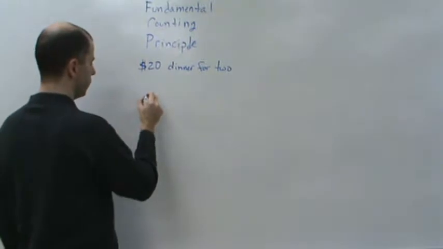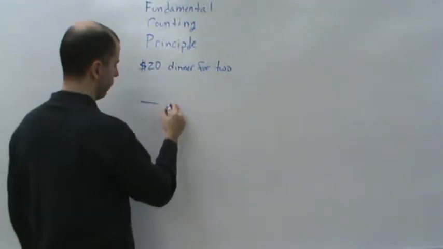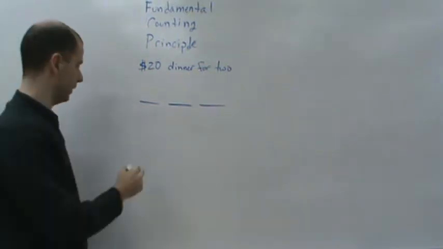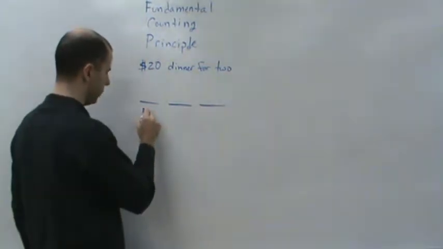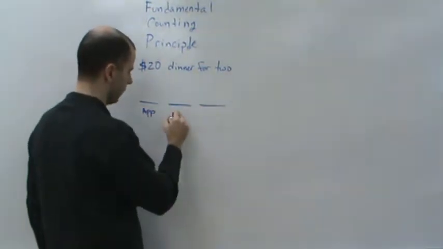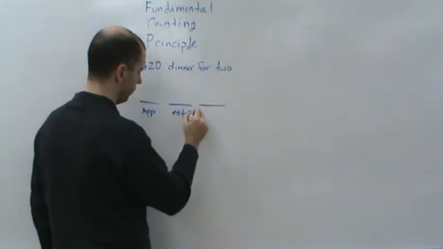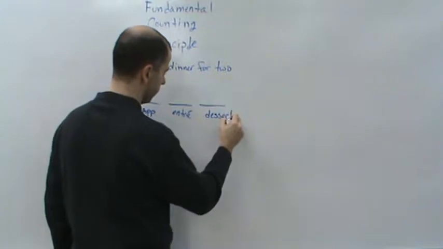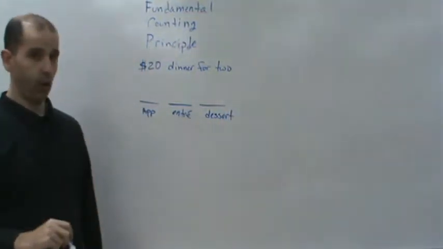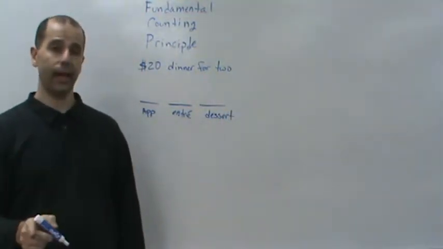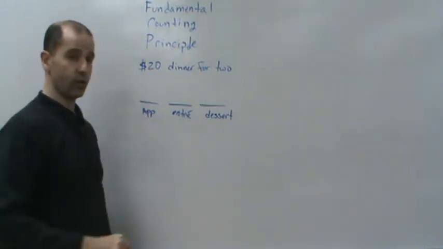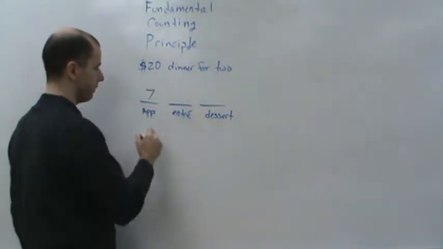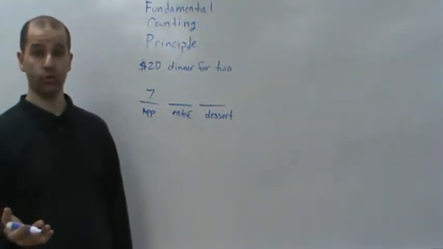Okay, and you could choose one entree or one appetizer, right? So here's your different categories. So you have one appetizer, one entree, and you can choose one dessert. Okay? So, well, how many appetizers are there? Well, let's say you have seven appetizers to choose from.